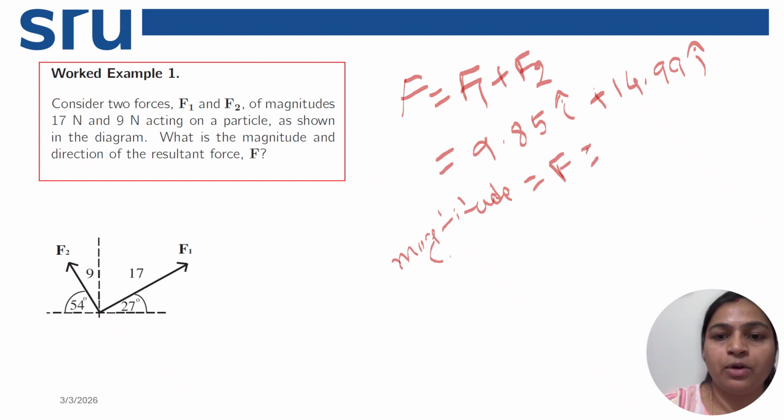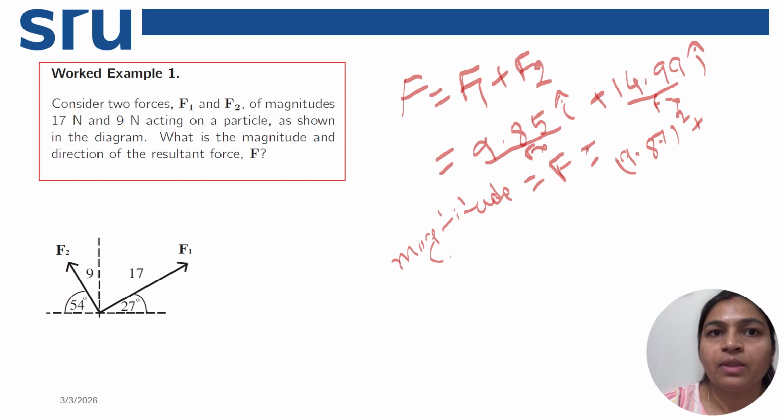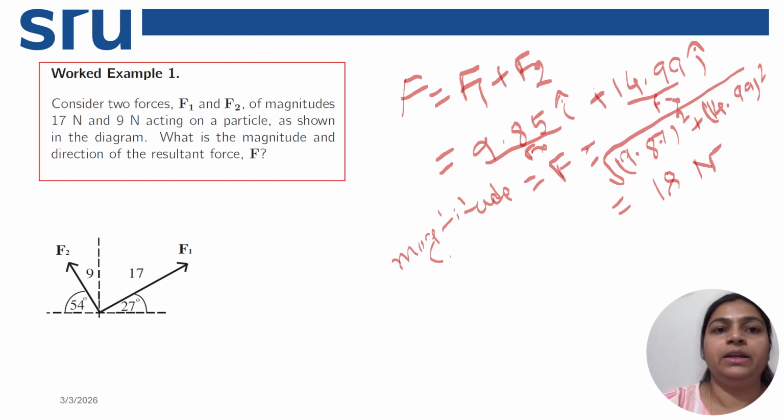Now we can find the magnitude, that is the square root of Fx square plus Fy square. So if we do this, it is basically 9.87 square plus 14.99 square. So this will be closely equal to 18 Newton.